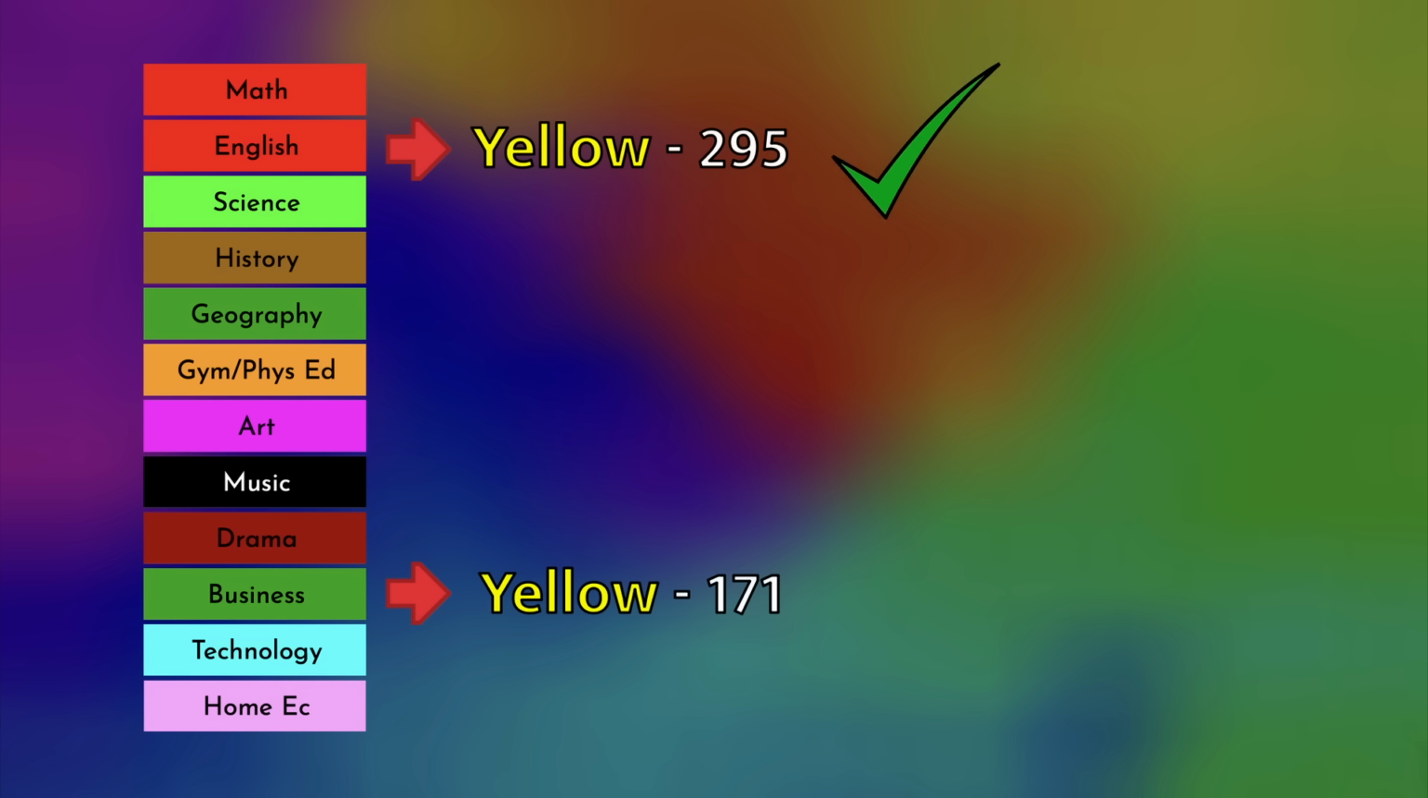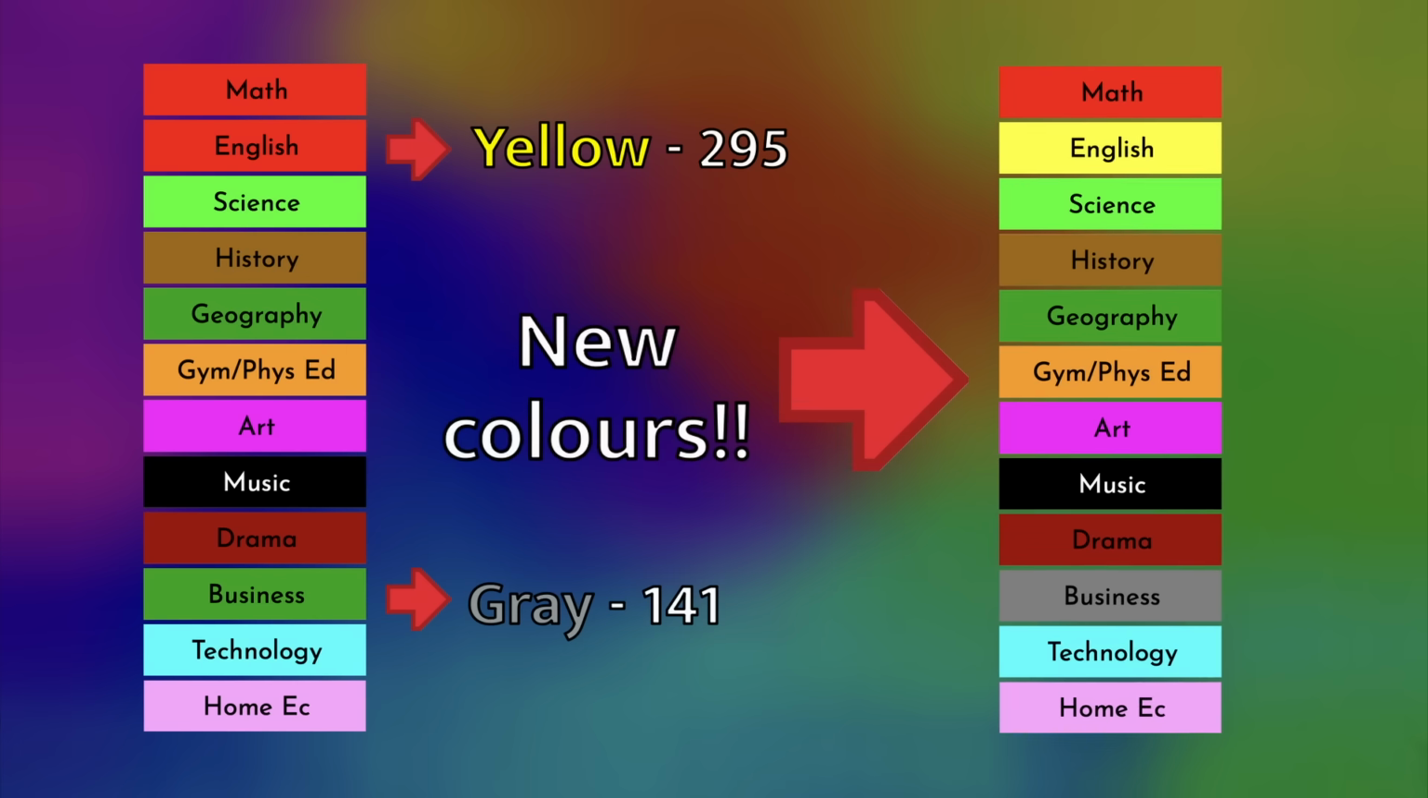Both of these subjects' second choices were yellow. English had 295 submissions for yellow, while business only had 171, so English gets to take yellow. Business's third choice, green, is already taken by science, so we move down to the 4th most chosen color, which was gray. Now all 12 subjects have unique colors. Wow, that was much easier than the months.